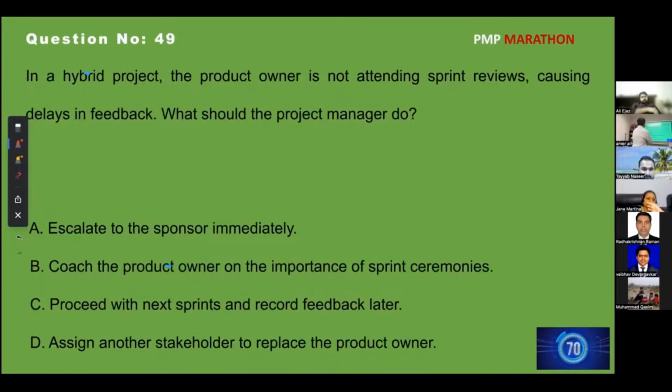In a hybrid project, the product owner is not attending the sprint reviews, causing delays. What should the project manager do? Coach the product owner, or assign another one? No, we need to coach him. B is done. We never escalate. We always try to solve the problem as easily as we can. B.